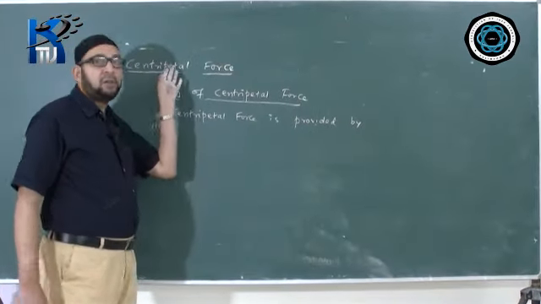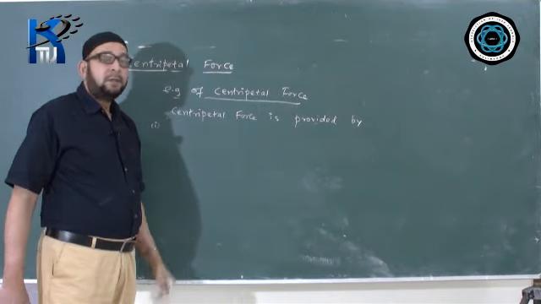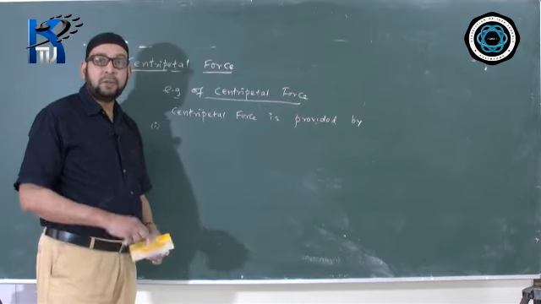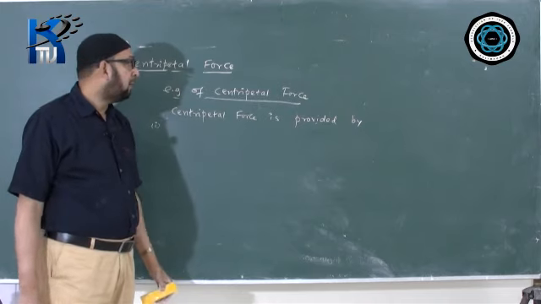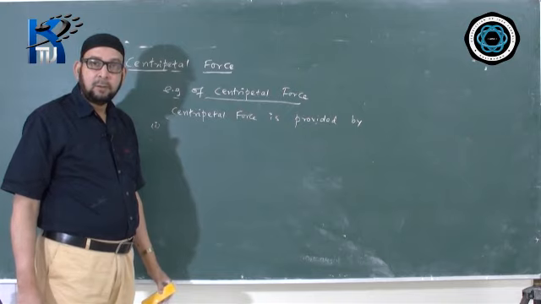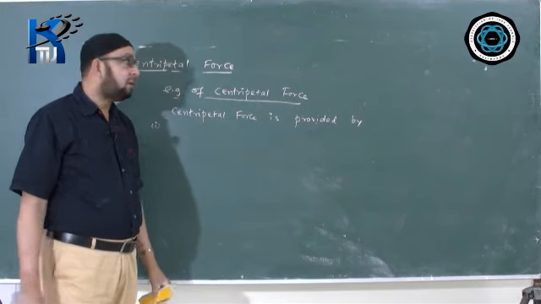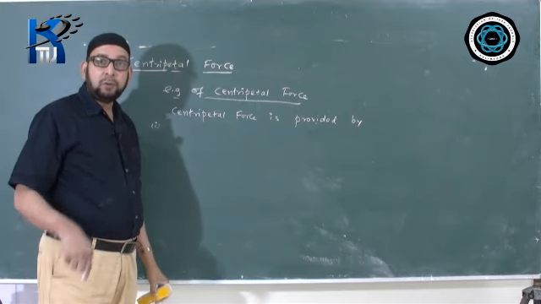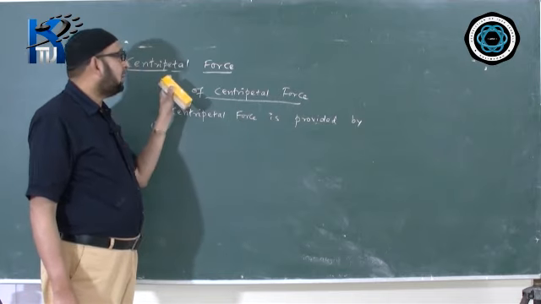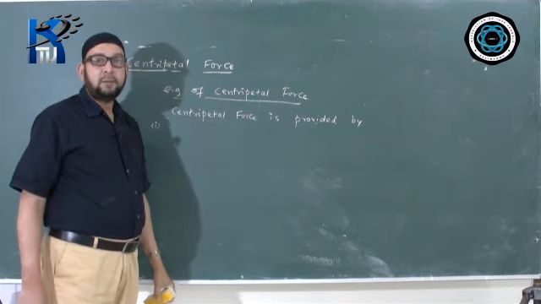Now let us find the definition of centripetal force. What is centripetal force? Centri means center and petal means towards. We say that when a body moves in a circular path with a constant speed, it experiences a force towards the center of the circle. That force is known as centripetal force. In other words, it is the force acting on a body towards the center of the circular path when it is in uniform circular motion.